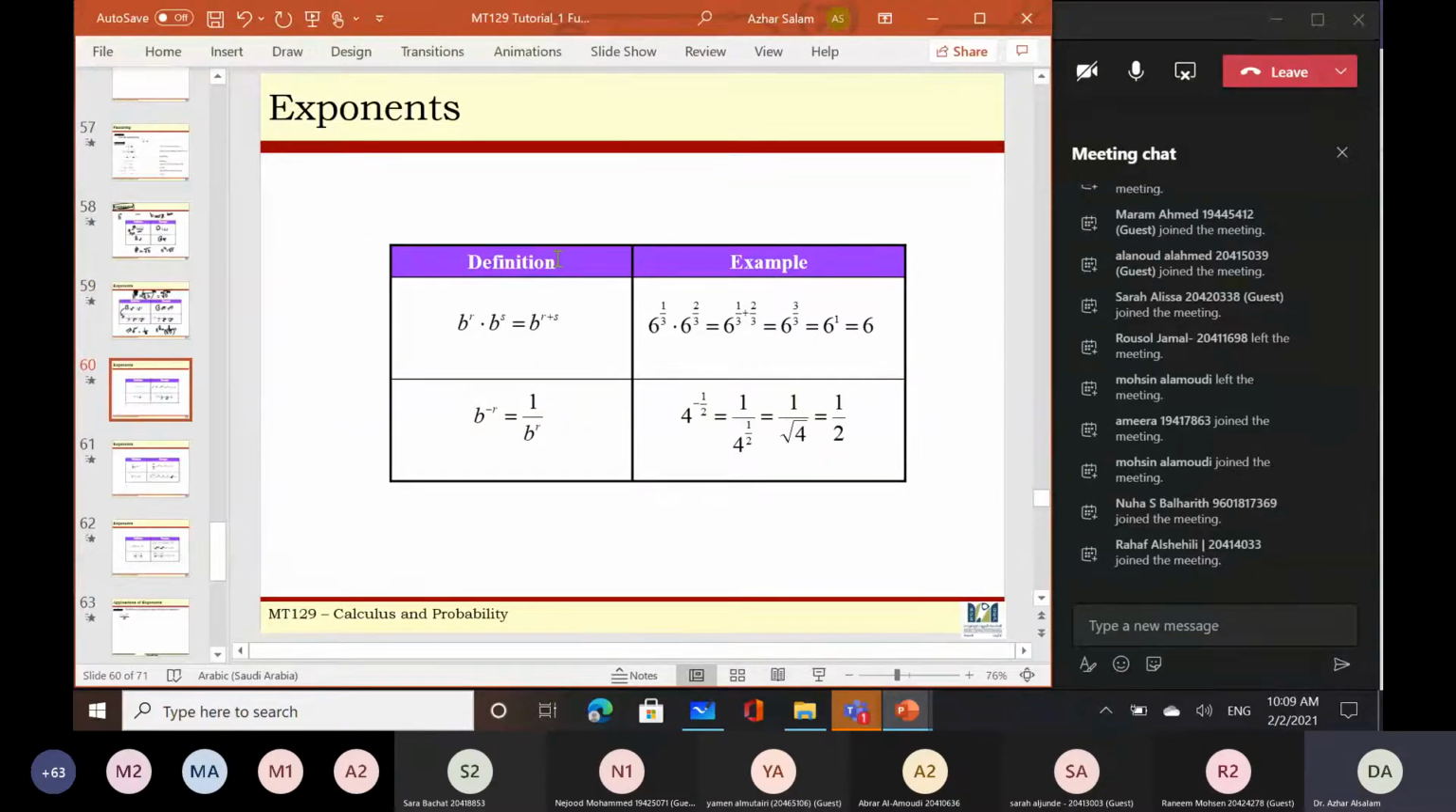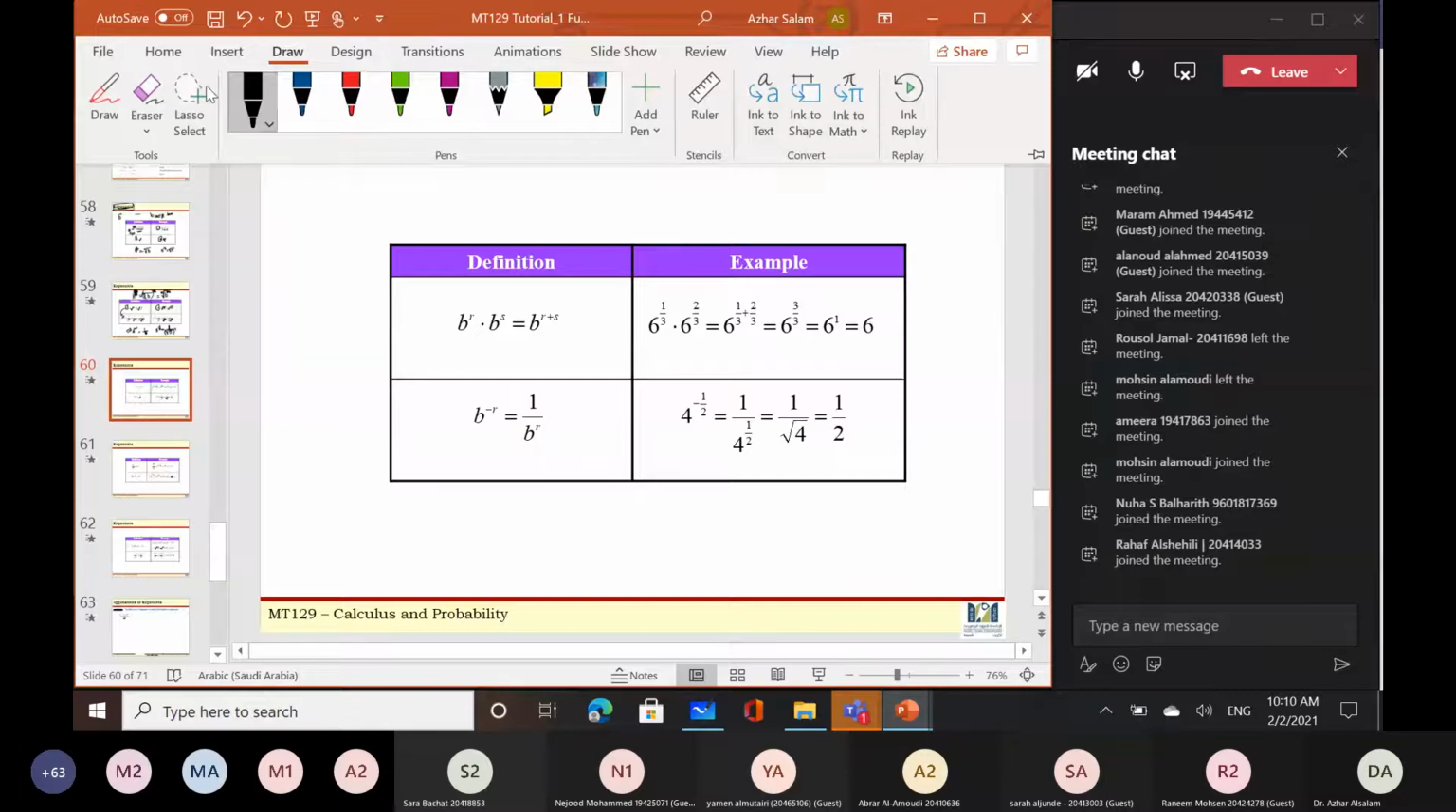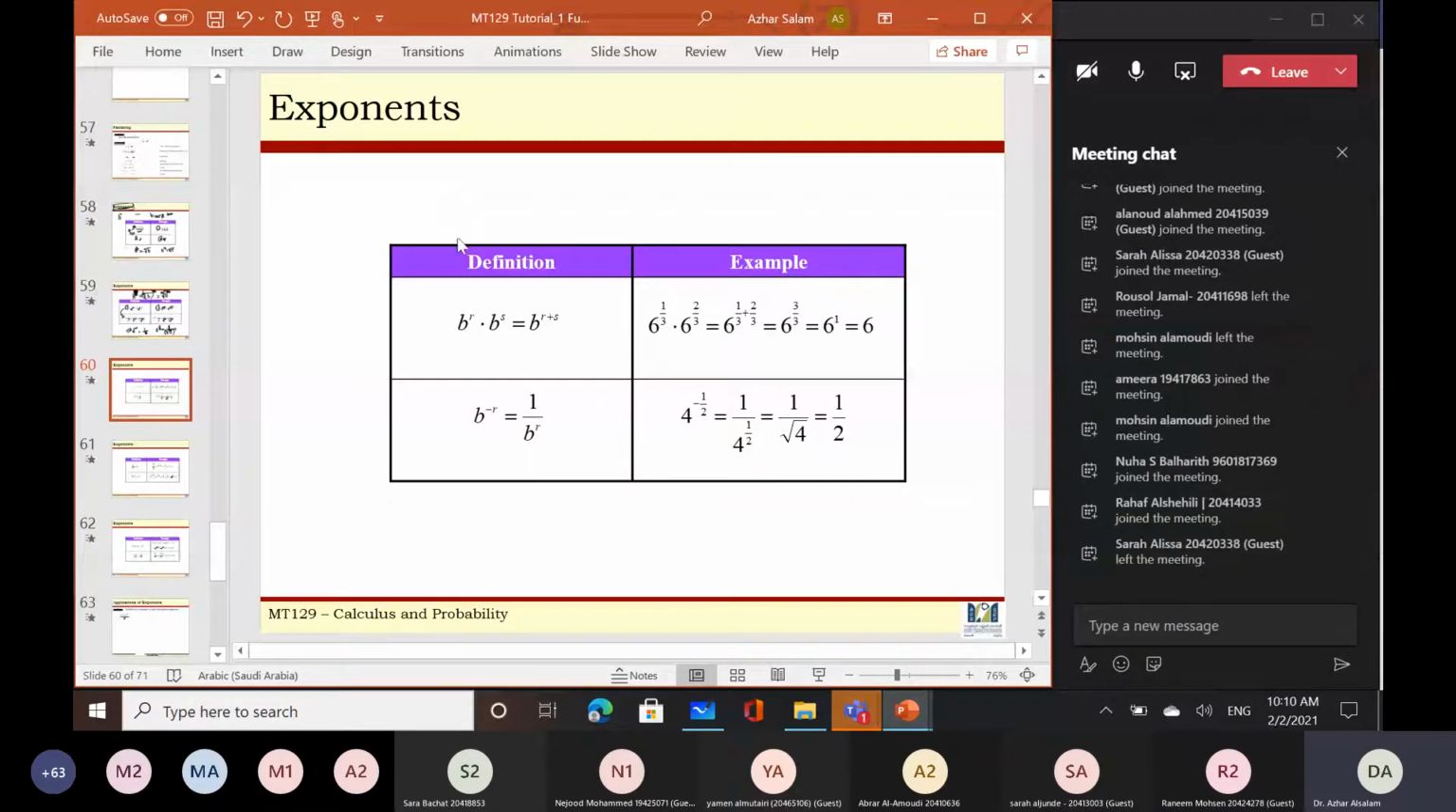Okay, for the addition operation, not addition, multiplication. The multiplication between two numbers with the same base. I have here b and b, the same base, but different exponents or different powers. If I have the same base, then I add the exponents.